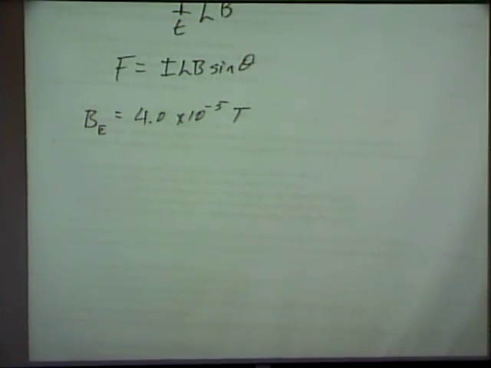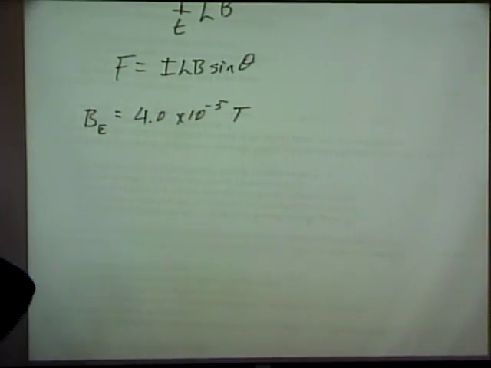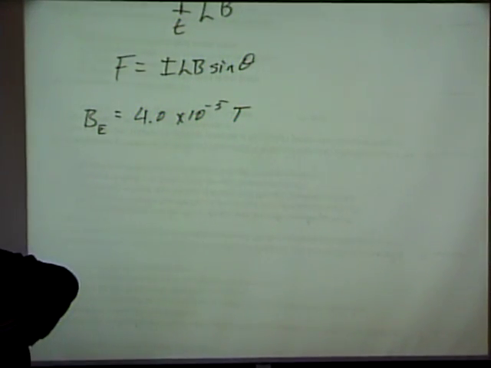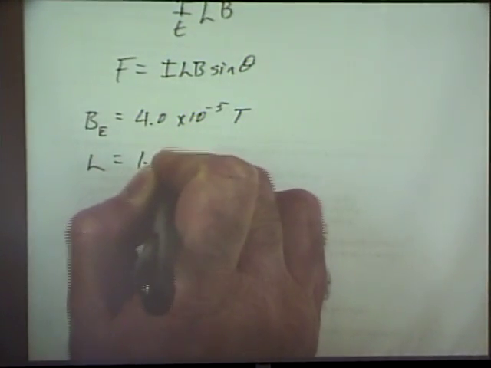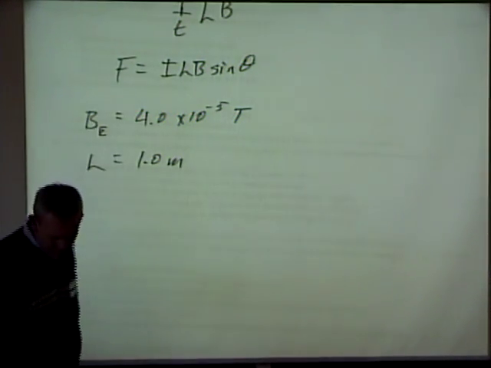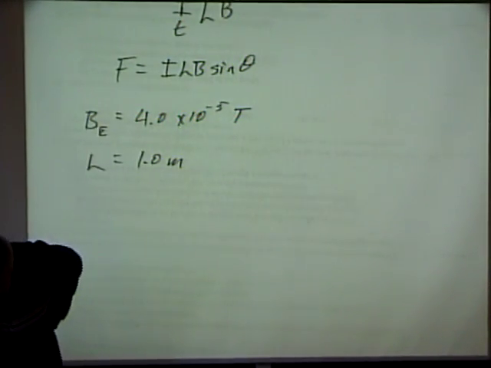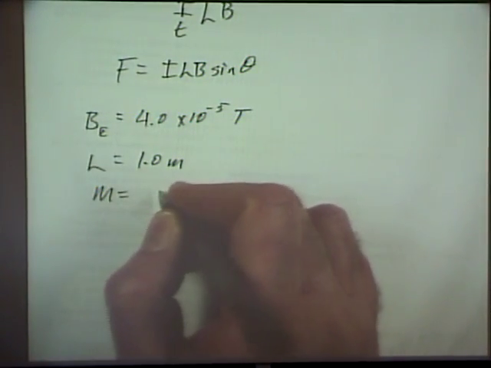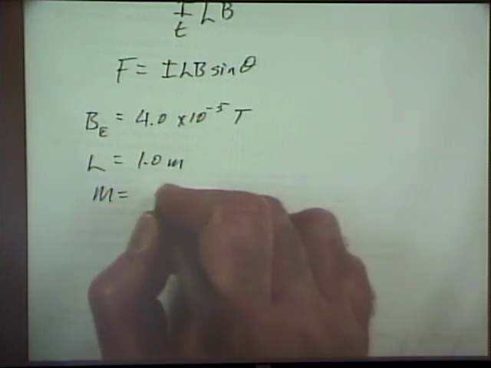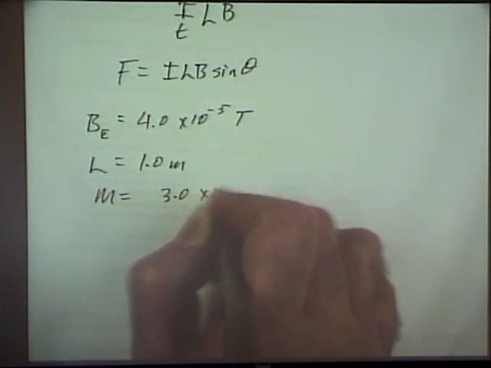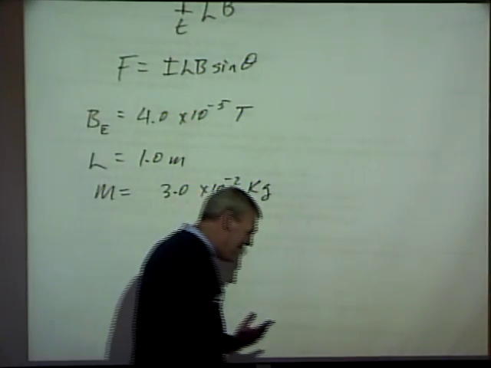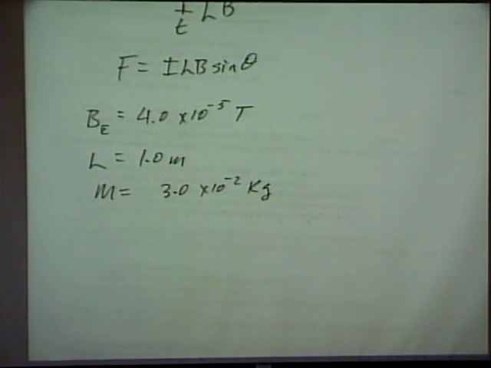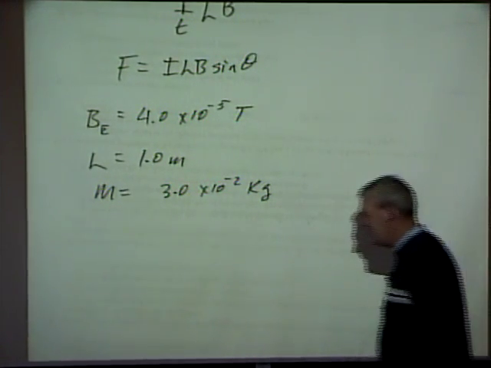And then I said, hey, how long did they want our wire to be? Let's take the length of the wire to be 1 meter. The mass of the wire is going to be 3.0 times 10 to the negative 2 kilograms. And all you chemistry people are going, why can't you physicists use grams? You know, let's make it 30 grams. Sorry, 3.0 times 10 to the negative 2 kilograms.